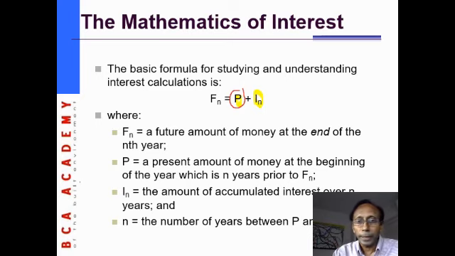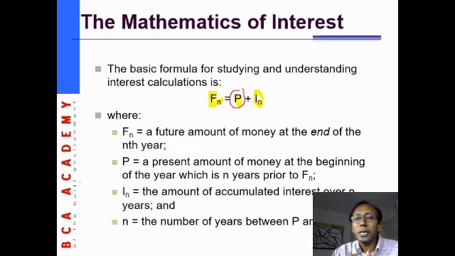Okay, and so if I put my money in such a scheme where there is an interest, as the years pass by, after n number of years, where n is the number of years, the value of the money, your principal, which is P, will become the future value, which is F.